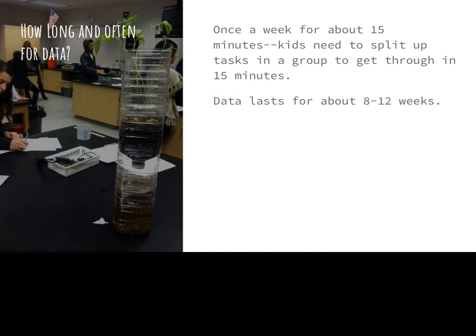So I've already been over this. My students take data for 15 minutes once a week, once the EcoColumns are established, and I split them up. All four kids in a group have different tasks to get done in 15 minutes. They will be trained. They might not be as quick at the beginning, but I have a timer and I give them a countdown, and they can get it done. And we take data for about 8 to 10 weeks.